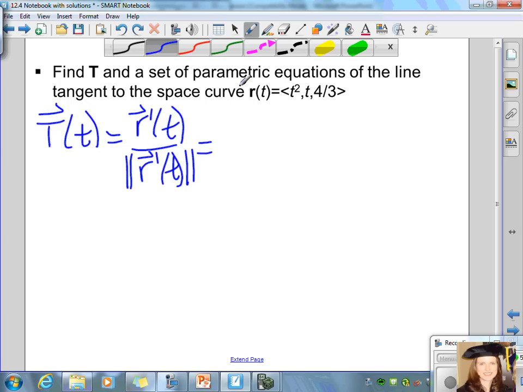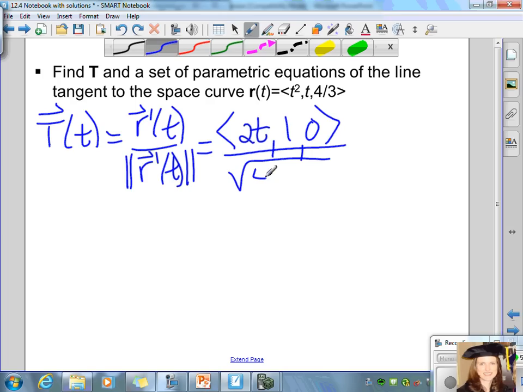Now, I didn't sketch this one. It is a space curve. But you can go ahead and continue this without having the sketch. The derivative of t squared would be 2t, derivative of t is 1, and the derivative of 4/3 is 0. So that's a component of r prime of t, and we're going to divide by the magnitude.